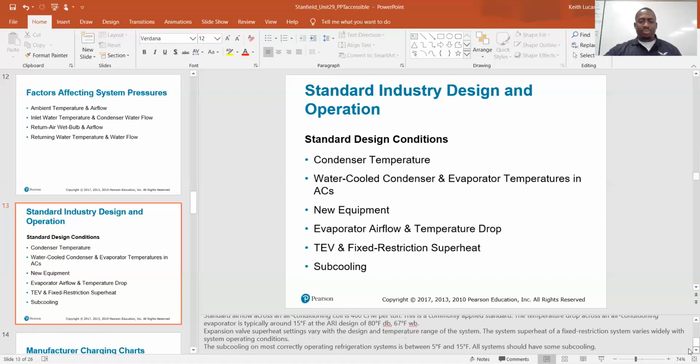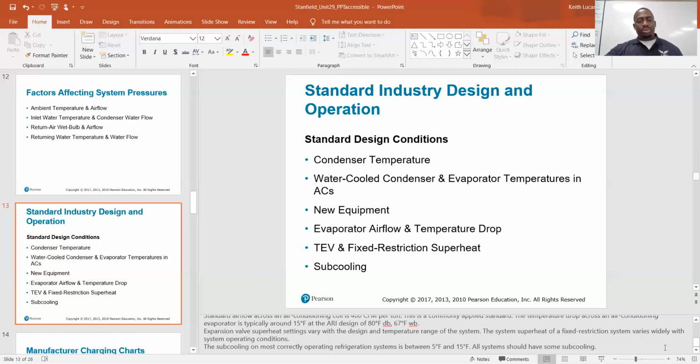Expansion valve superheat settings vary with the different design and temperature range of the system. The system superheat of a fixed restriction system or fixed bore metering device varies widely with the system operating conditions. The subcooling on most correctly operating refrigeration systems is between 5 and 15 degrees Fahrenheit. All systems should have some subcooling.